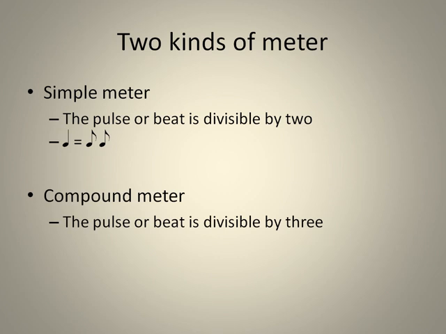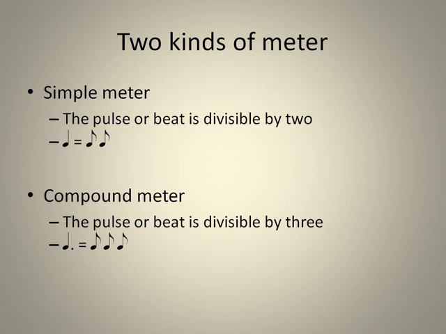The other kind of meter, compound meter, emerges when the beat is divisible by 3. There's a small problem here, however, as our standard note values, things like quarters, halves, and eighths, don't divide neatly into 3. In order to divide the beat equally into 3, we need to indicate the beat or pulse with a dotted note value. We can divide a dotted quarter note evenly into 3 eighth notes, as you see here.